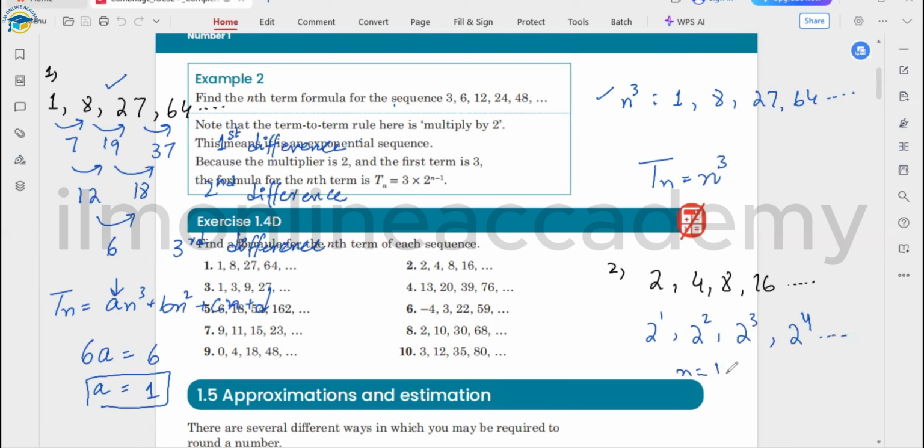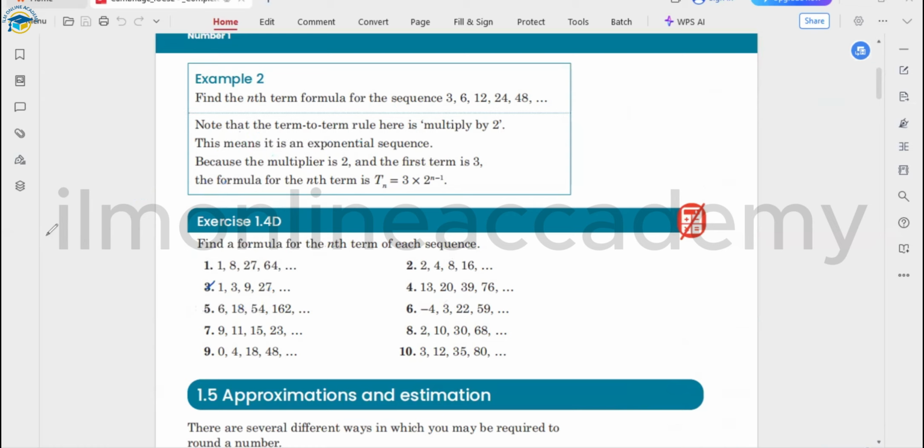So the powers 1, 2, 3, 4 basically represent n. So your nth term for this sequence is 2 power n. That is basically an exponential sequence. Okay, so the second part is basically your exponential sequence. Next, for the third one as well, if we check, this is also giving us an exponential sequence. Let's find out. For the third part, we have been given the sequence 1, 3, 9, 27.